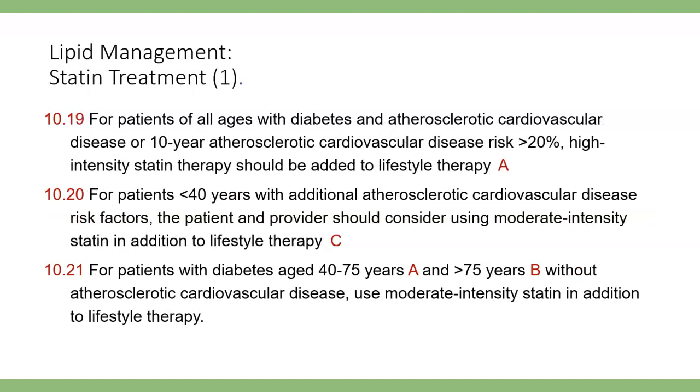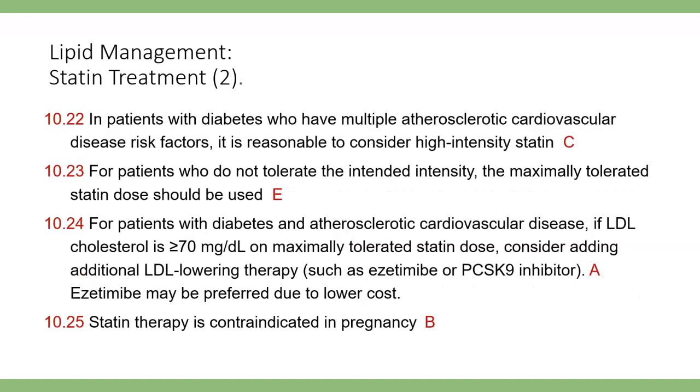And for all patients with diabetes and cardiovascular disease, with a cardiovascular disease risk greater than 20%, high intensity statin therapy is recommended. And then for those less than 40 years with additional risk factors, then you talk about doing moderate intensity. 40 to 75 is a recommendation. Greater than 75 is a B. Without any disease, you can use a moderate intensity. But again, this is going back to that plus risk calculator.